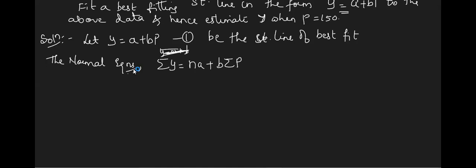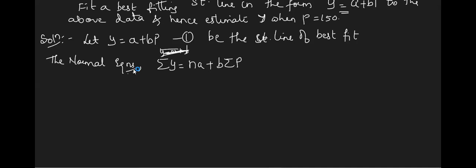Summation of p. Correct. p, y and p are the variables here. Now tell me, for the second equation, what do I have to do? How to get my second equation? Summation of y, multiply by p. That is important. So always you should multiply with the independent variable.